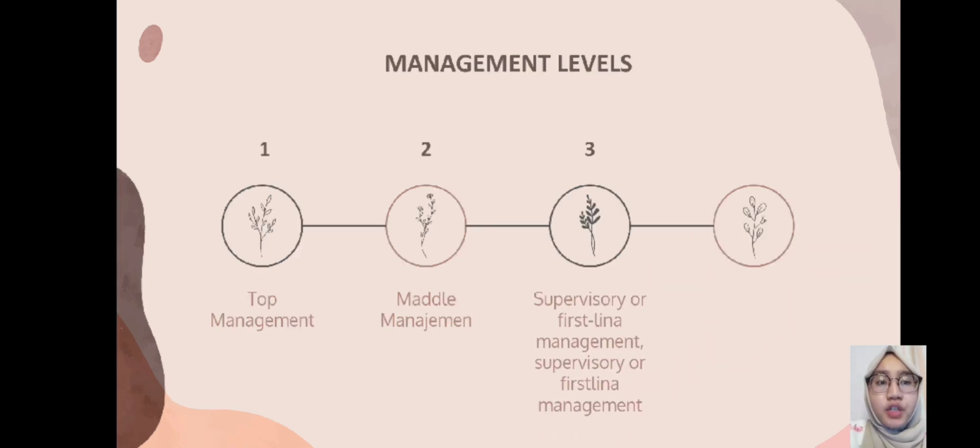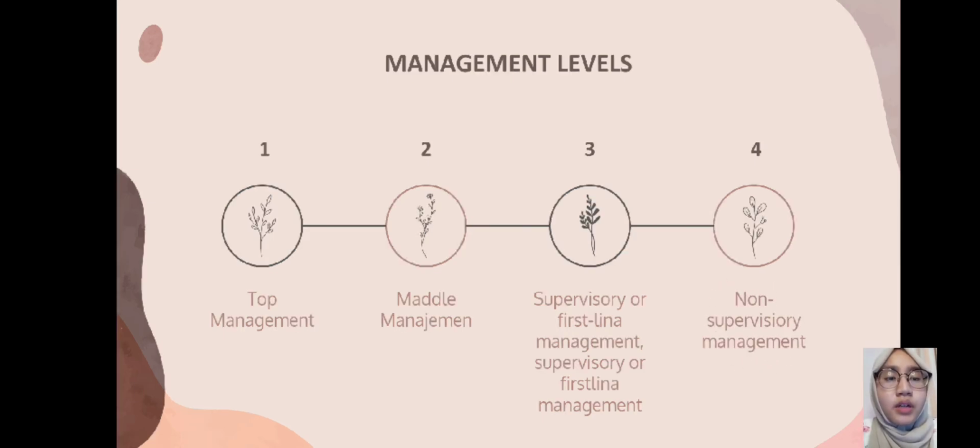Next is supervisory management, or first level supervisory or first line management, which usually consists of supervisors, group leaders, and so on. Among the skills especially needed are communication skill, decision making, time management, and technical skills. Last is non-supervisory management, which usually consists of lower level workers in general, like building workers and so on. Skills especially necessary at this level are technical, communication, and time management.